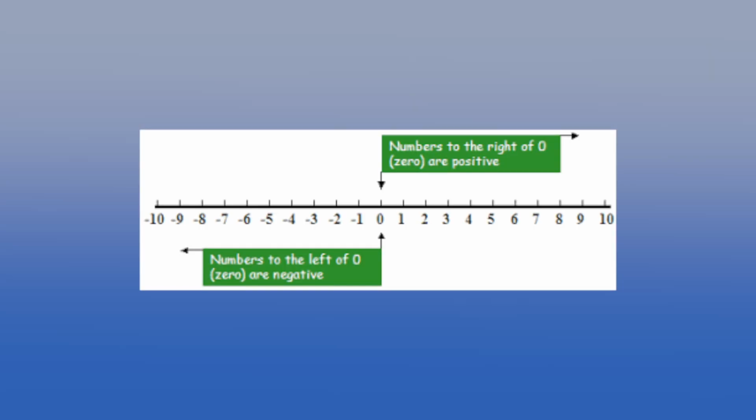All right, we're back with part 2. And in part 2, we're going to talk about ordering integers, or putting them in order. Let's say you have a group of numbers and they ask you to put the numbers in order from least to greatest. Remember, think of that number line or even draw that number line on a piece of paper. And think about which numbers are going to be furthest to the left on that number line.